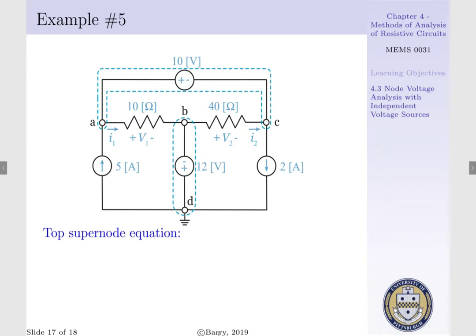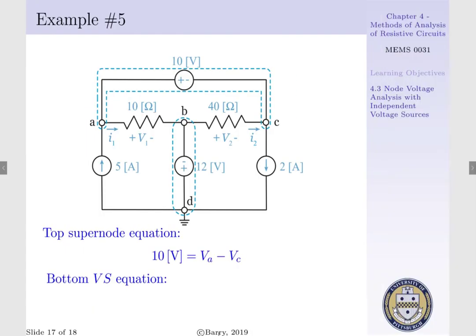If we look at our top supernode, we can construct an equation. That is, VA would be equal to VC plus 10 volts, or we can say 10 volts is equal to VA less VC. For our bottom voltage source, we have VD being ground and VB being at the negative terminal of a 12 volt voltage source.